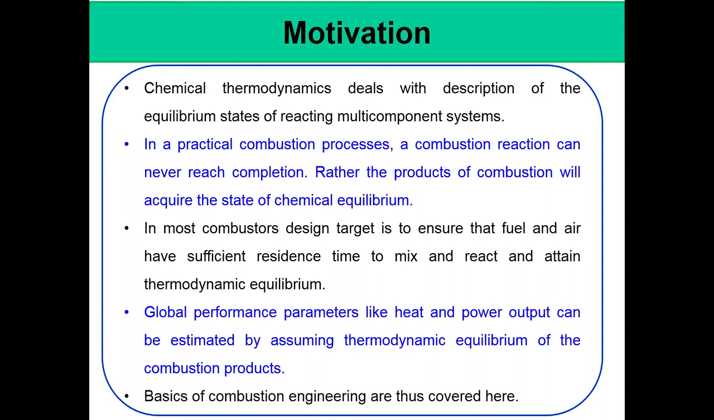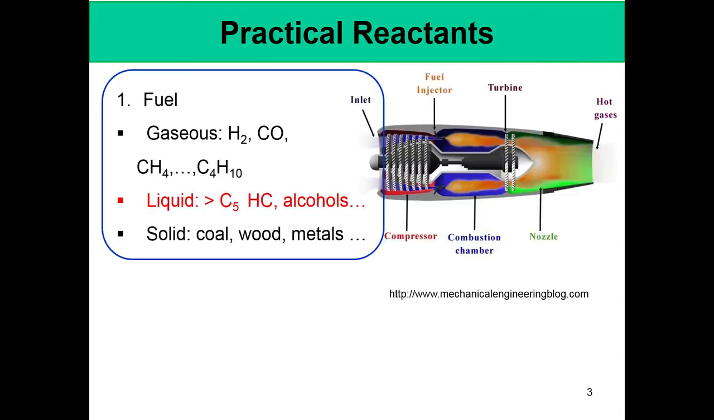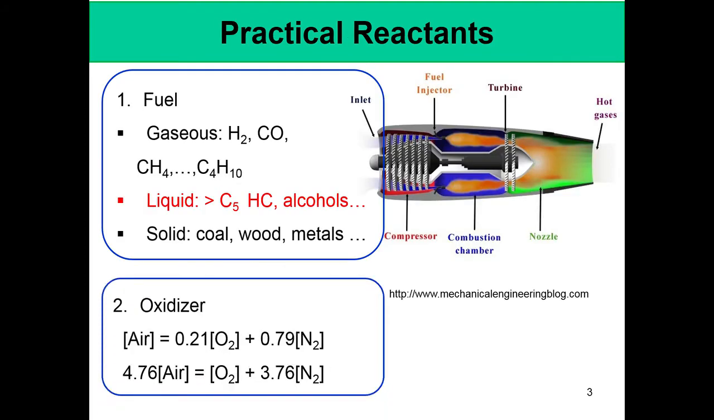thermodynamics, and why we need to understand the composition and temperature of the products which are in a state of chemical equilibrium, and that in a combustor the design target is to ensure that the fuel and air have sufficient residence time to mix and react and attain thermodynamic equilibrium. And often chemical equilibrium, as we have seen, gives us good engineering parameters such as the total heat release and the total power output, which are the first most important parameters that you need before you design an engine.